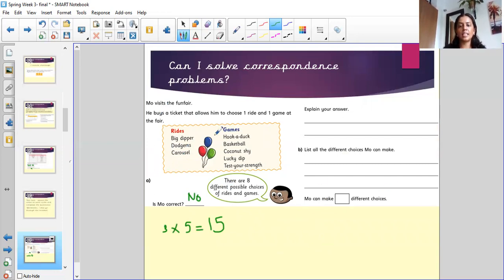so you can see that he can have Big Dipper, hooker duck, Big Dipper, basketball, Big Dipper, coconut shy, Big Dipper, lucky dip, Big Dipper, test your strength. Or he can have dodgems, hooker duck, dodgems, basketball, dodgems, coconut shy, dodgems, lucky dip, dodgems, test your strength. Or finally, he can have carousel, hooker duck, carousel, basketball, carousel, coconut shy, carousel, lucky dip, or carousel, test your strength. So he can still only make 15 different choices.